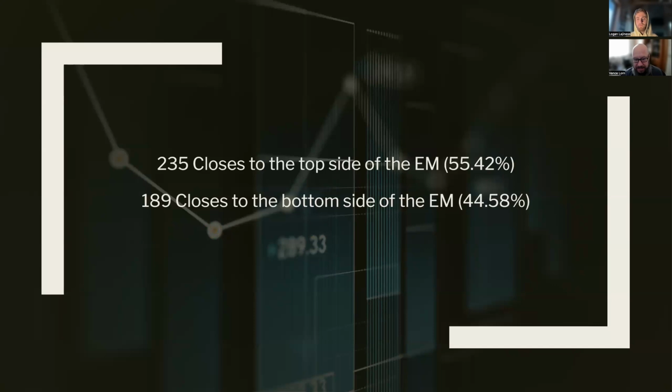So it would make sense that if we're going to break the EM, more often than not, we're going to break it to the top as opposed to the bottom. So that data basically lines up to where we would expect over time.